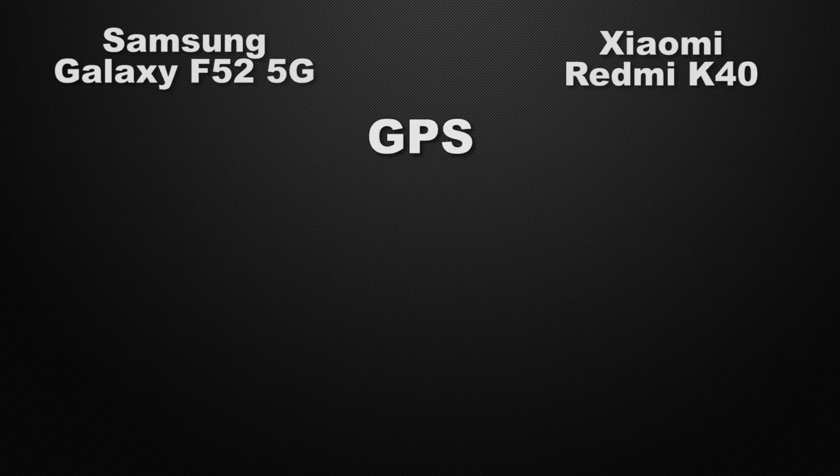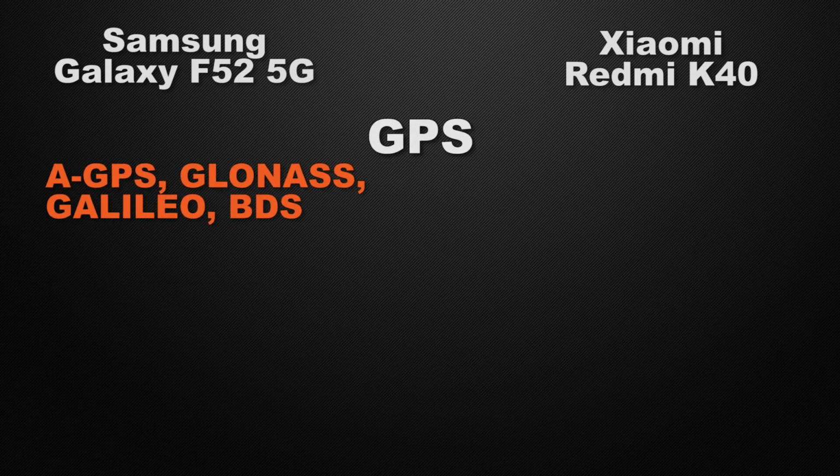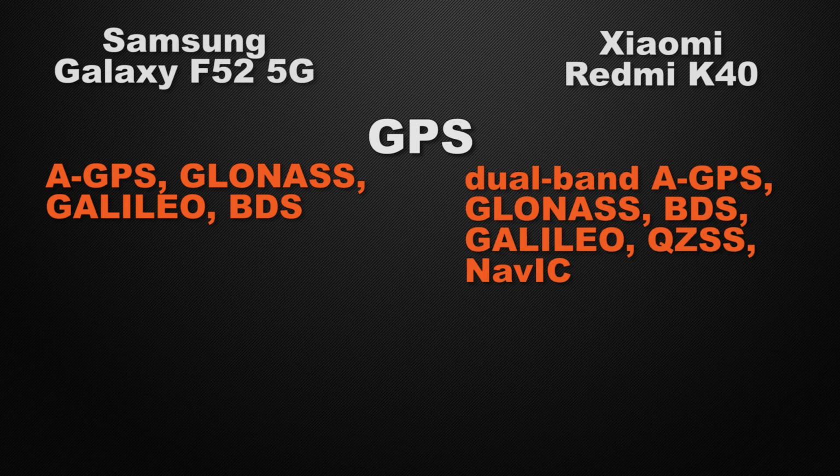Let's talk about the positioning chips in the devices. F52 has AGPS, GLONASS, Galileo and BDS, whereas K40 has dual band AGPS, GLONASS, Galileo, BDS and other chips. So the winner here is K40 because it has more chips.